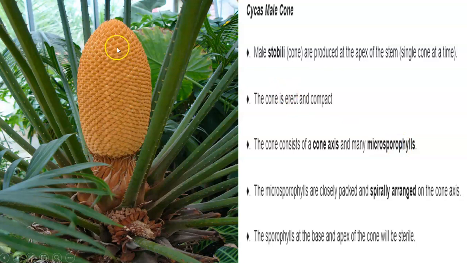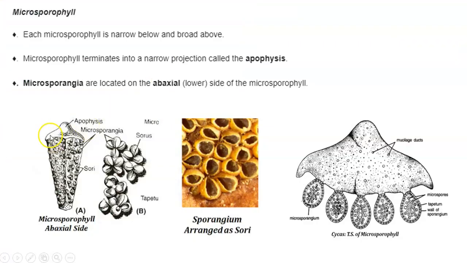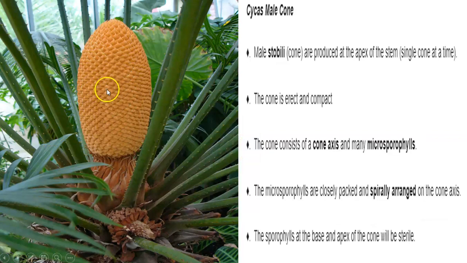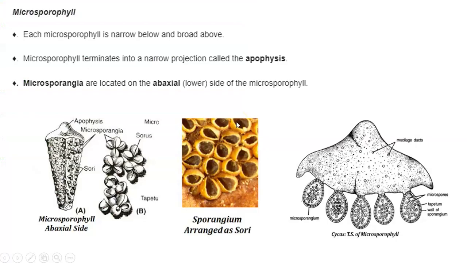So this is the male cone. Each single thing is a microsporophyll, which will be bearing the sporangia. If I take one particular microsporophyll, it will look like this. And on the lower or abaxial side you can see microsporangia aggregated together, called a sorus. Numerous microsporangia aggregated together is called a sorus or sori.